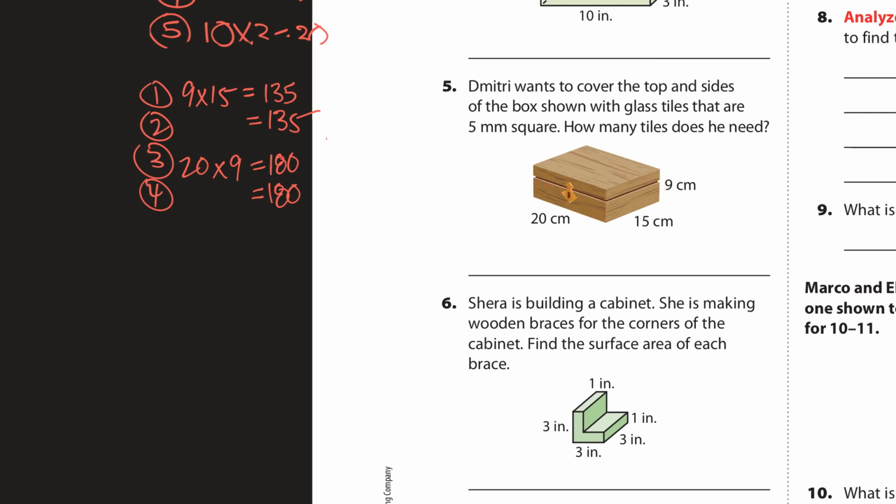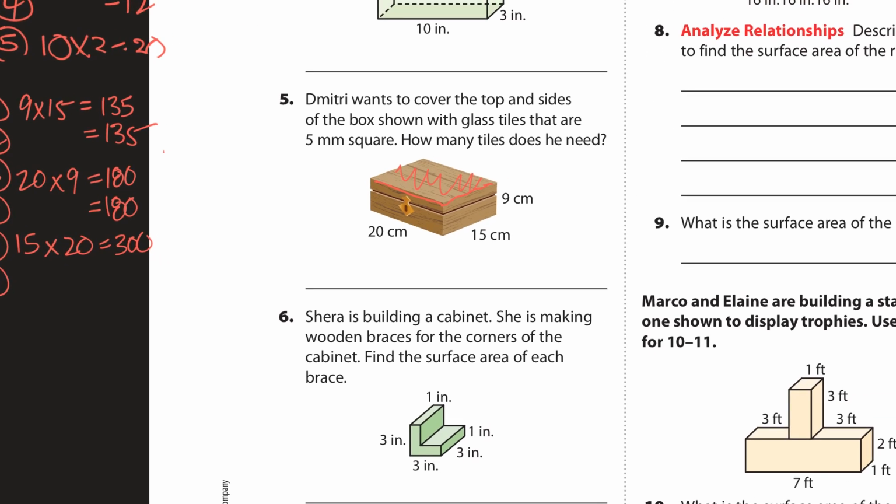And we're missing the top and the bottom. The top right here is going to be 15 by 20. So that's 15 times 20, which is 300. But the top like that and the bottom that you can't see is like that too. But we don't need the bottom, right? He's covering the top and the sides. He's not covering the bottom. So we only need 5 surfaces.